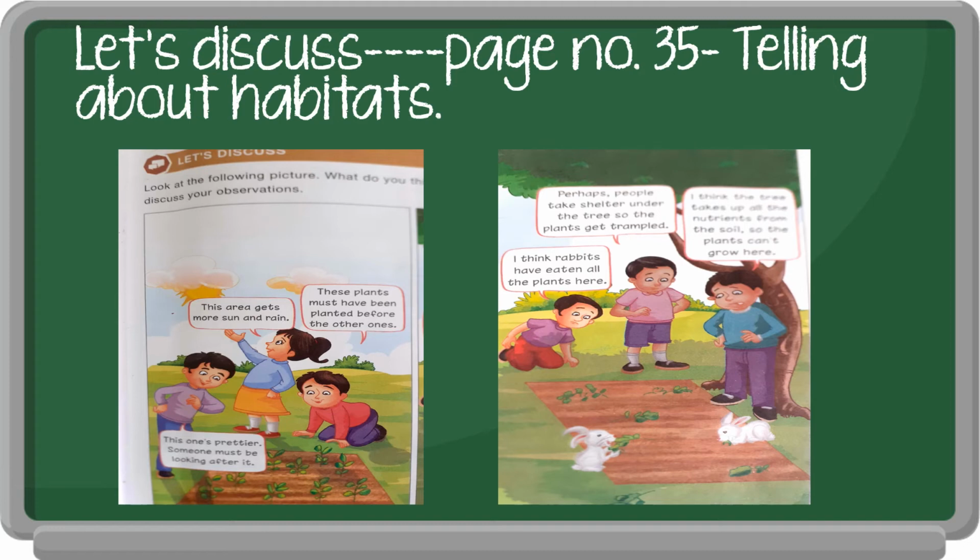But in the second habitat, if you see, the plants are not getting enough sunlight, which is their natural requirement. They are not getting proper water. That's why these plants are not growing very nicely. Nobody is actually looking after these plants.